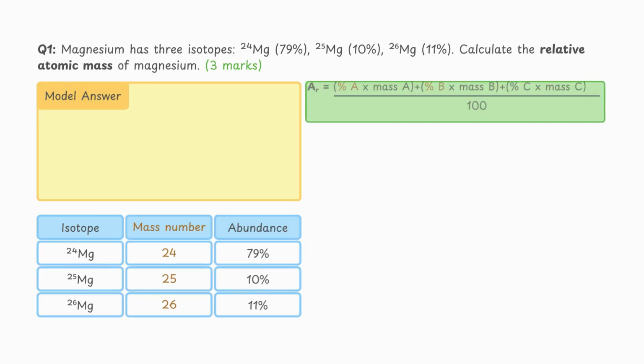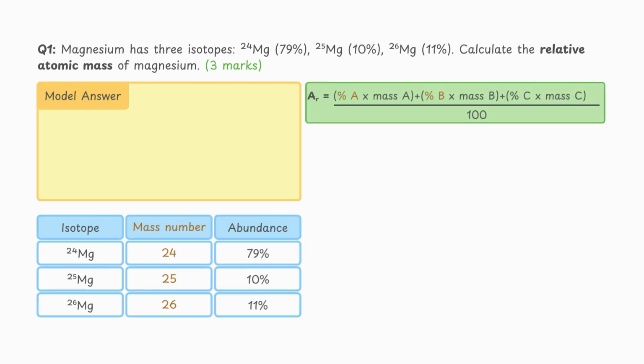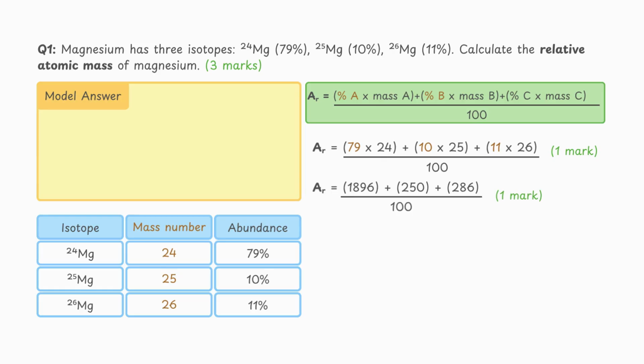First, write the formula. Multiply each isotope's mass number by its percentage abundance, then divide the total by 100. So we begin. Ar equals 79 multiplied by 24 plus 10 multiplied by 25 plus 11 multiplied by 26, all divided by 100. Now calculate each part carefully. 79 multiplied by 24 equals 1,896. 10 multiplied by 25 equals 250. 11 multiplied by 26 equals 286.